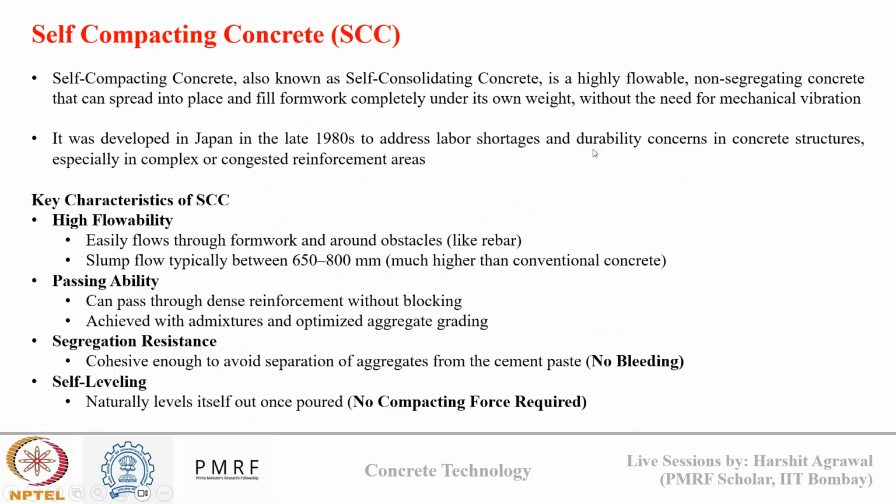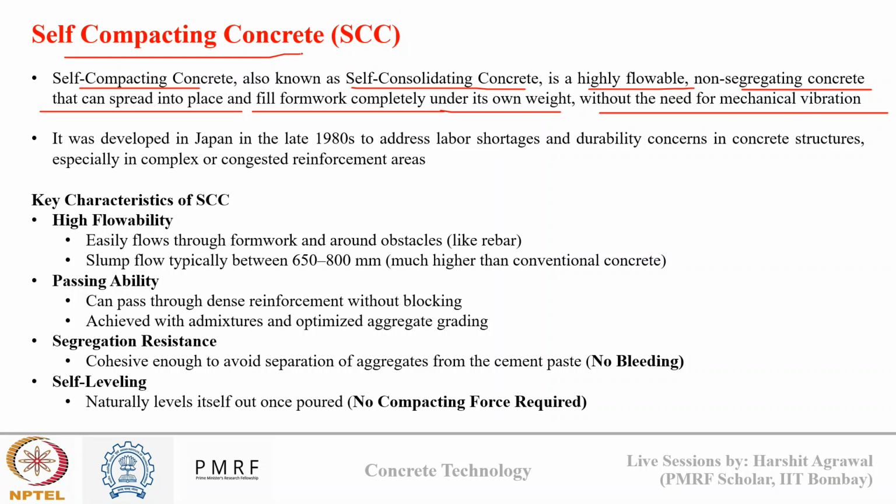Now, next up in the category of special purpose concrete is self compacting concrete. As the name suggests, self-compacting concrete, also known as self-consolidating concrete, is a highly flowable, non-segregating concrete that can spread into place and fill the formwork completely under its own weight without the need of mechanical vibration. When we pour such concrete in the formwork, it flows on its own, so we don't need to provide any kind of external vibration for compacting it.